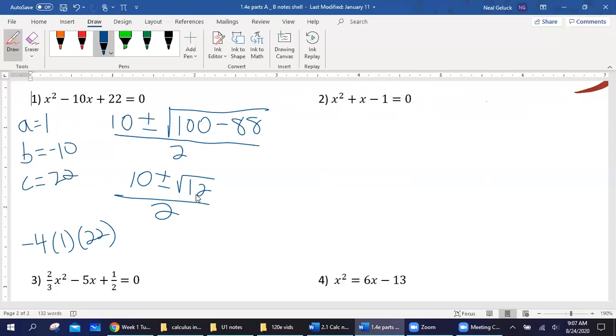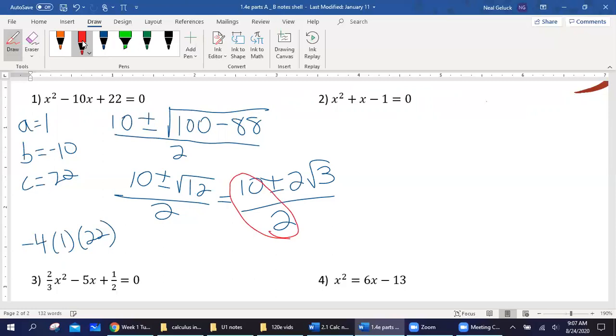Now remember, I can't just say, oh, the 10 and the 2 reduce. I want to first try to crunch down the radical, which root 12 you can simplify down into 2 root 3. Now I can do my heart reducing thing. 10 over 2 is 5. 2 root 3 over 2. The 2's would cancel, and I'd be left with root 3.